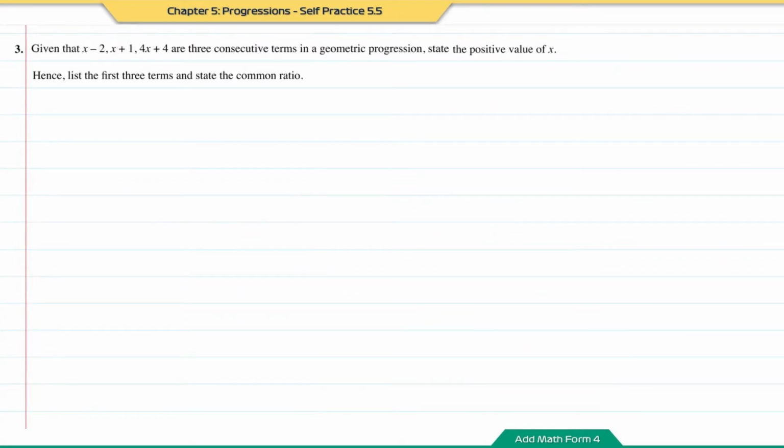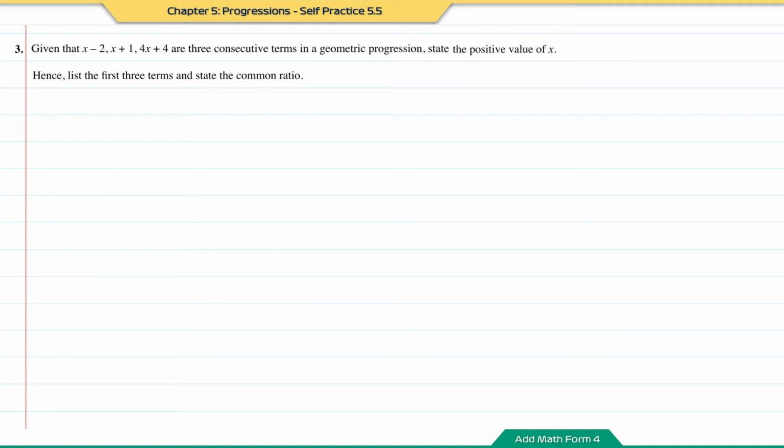Question number 3. Given that x minus 2, x plus 1 and 4x plus 4 are 3 consecutive terms in a geometric progression, state the positive value of x. Hence, list the first 3 terms and state the common ratio. To find the value of x, we're going to use the common ratio.